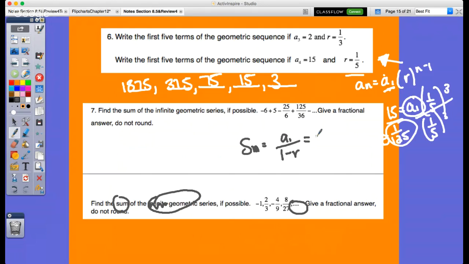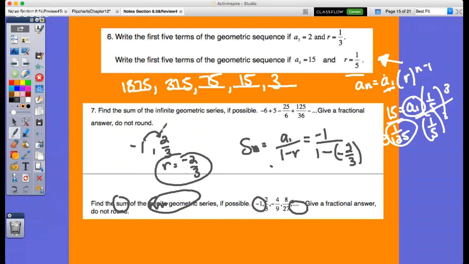So we would say a sub 1 would be -1. Okay. And the r is kind of the tougher part, because when I look at -1 to 2/3, -1 times what is 2/3? Well, I think it would make sense that anything times 1 is itself. So it would be 2/3, but because it goes from negative to positive to negative to positive back and forth, we would make this ratio negative 2/3 as well, okay? To go from -1 to positive 2/3.